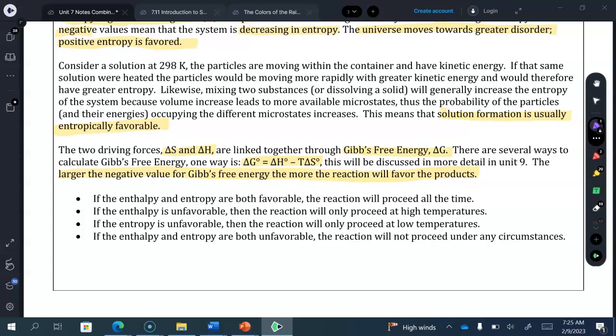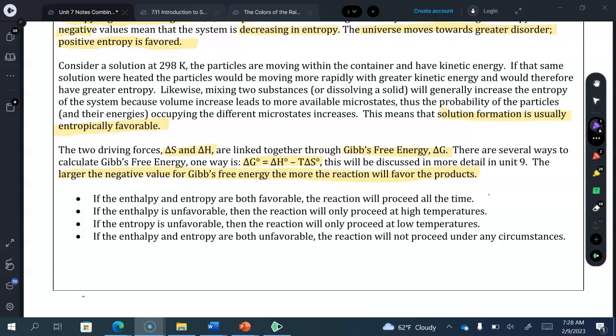The two driving forces, entropy and enthalpy, are linked together through Gibbs free energy, which we will come back to in Unit 9. If the enthalpy and entropy are both favorable, the reaction will proceed all the time. If the enthalpy is unfavorable, then the reaction will proceed only at high temperatures. If entropy is unfavorable, then the reaction will only proceed at low temperatures.